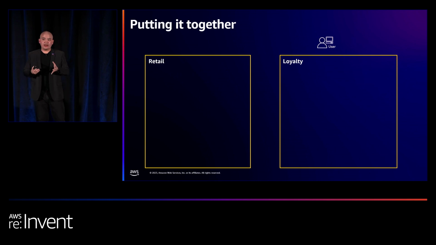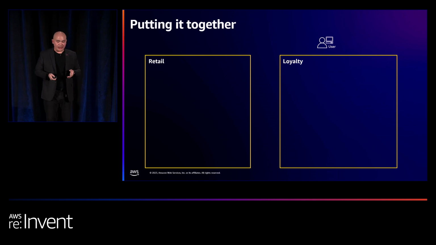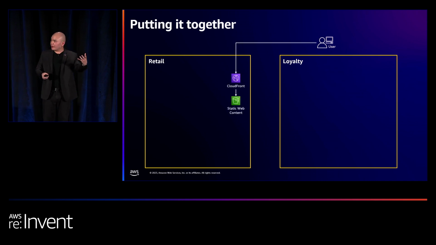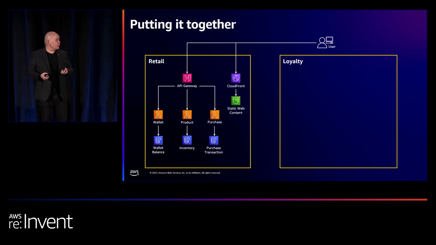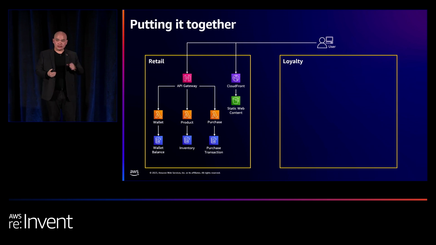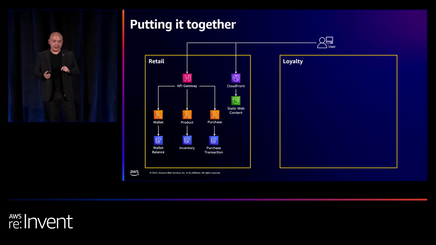So putting it together, the solution that Derek just presented and the solution that I presented earlier, we have a user performing the action with the retail and the loyalty domain. Once the user opens the website, we can use Amazon S3 to store the static content, which is the HTML, images, or JavaScript files. And then we distribute to the edge locations using CloudFront. And after the web page has been loaded into the web browser, it's going to interact with the backend.